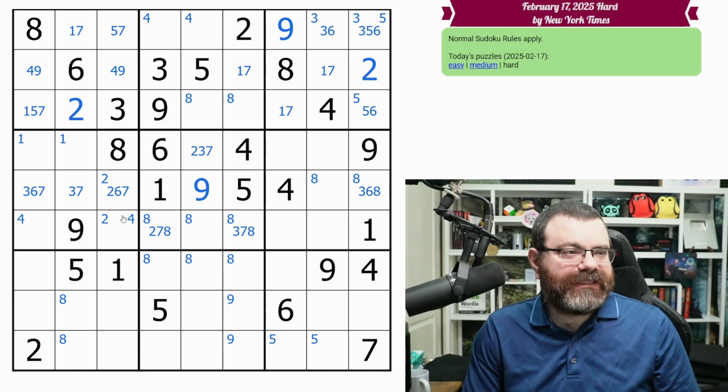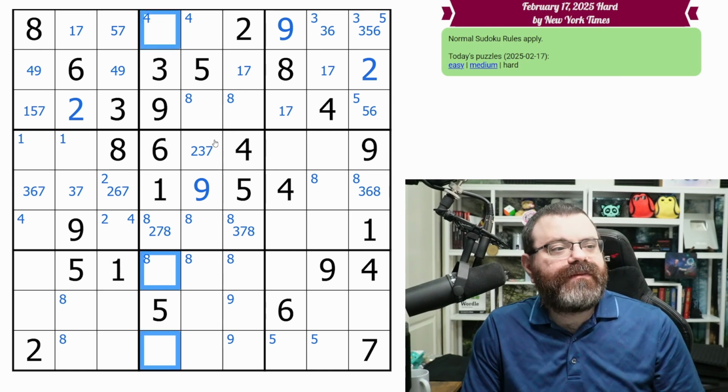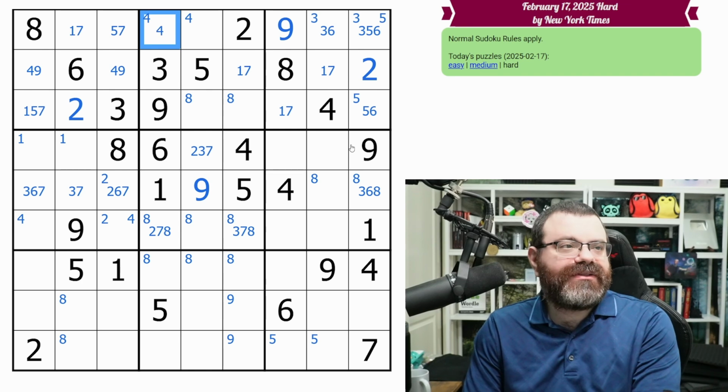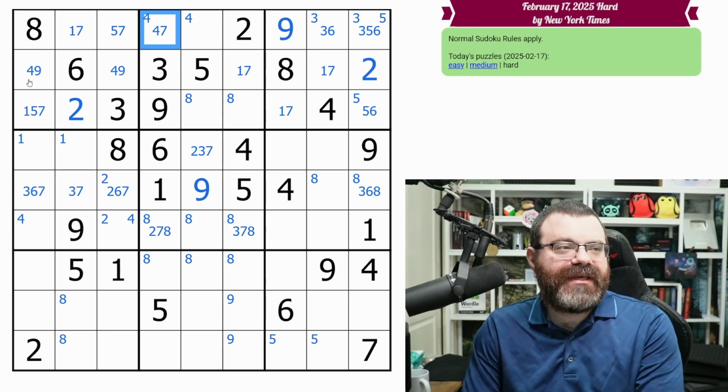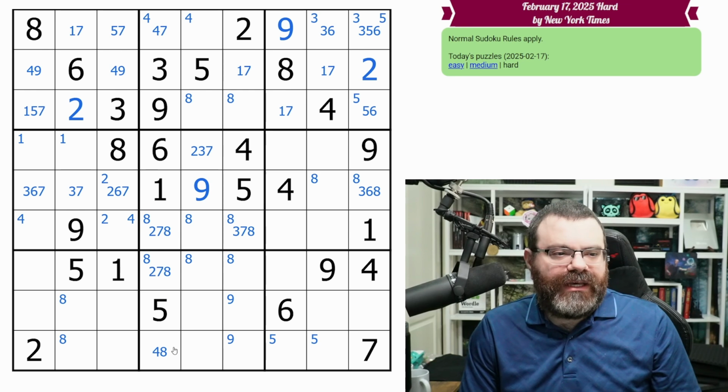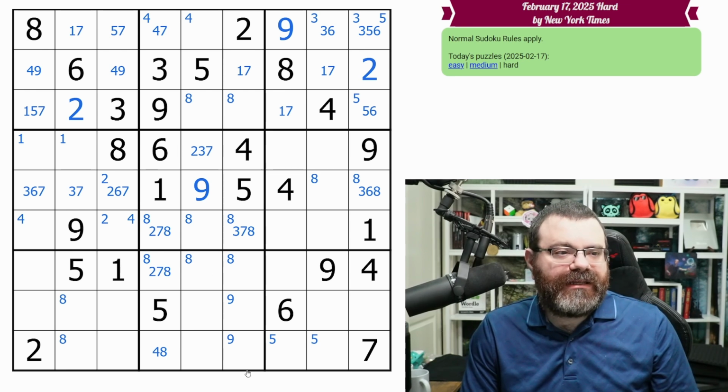Columns. This column needs 2, 4, 7, 8. This can't be the 2 or the 8, so this is only 4, 7. And when I mark this, the big thing is looking to see if I created a pair or anything like that. This can't be 7, or 2 or 7. So it's 4, 8 only. And this can't be 4, so it's 2, 7, 8. Okay. Anything else?